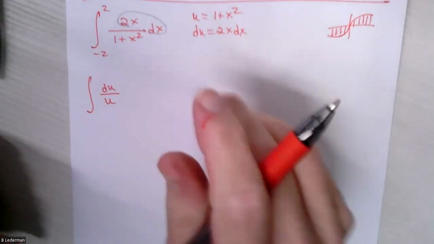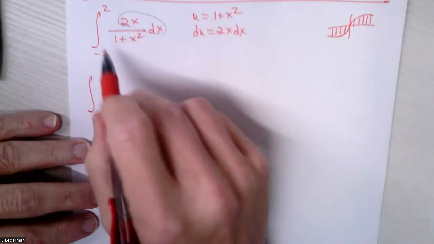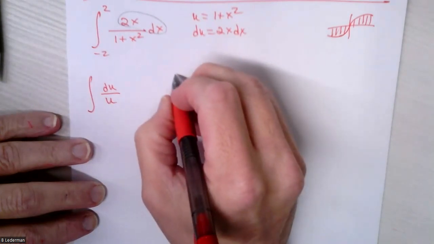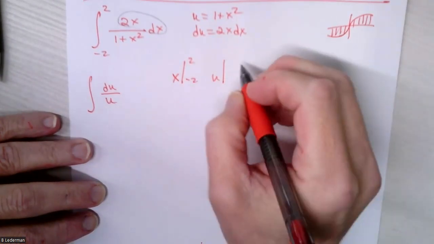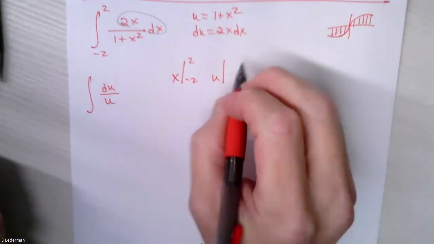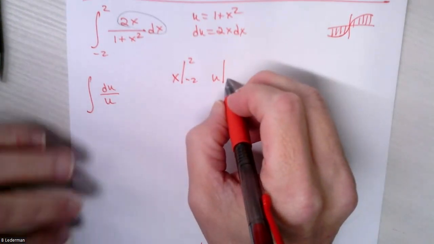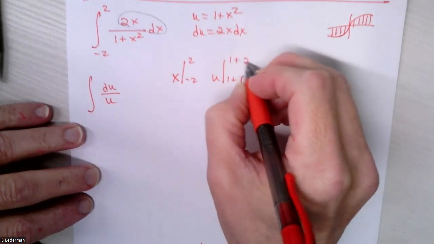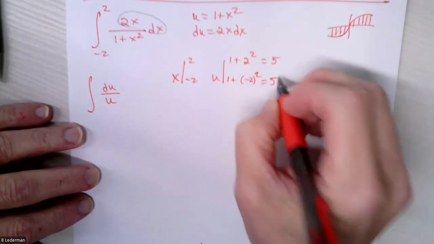Since the last one I did with back substituting, this one I'm going to do with changing the limits. So if x goes from -2 to +2, then u is going to go from 1 plus (-2) squared to 1 plus (+2) squared. So u goes from 5 to 5.